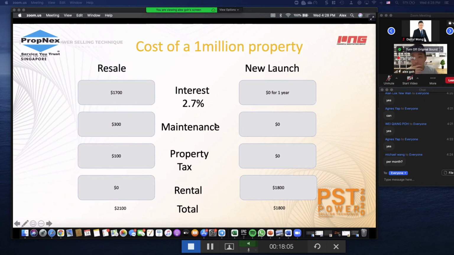Alex, why do you use 2.7% for interest? Just now I explained already. I say the interest is going to go up, but you all can adjust. When I do this, the interest is about 2%. But now it's 1.2. But it's not going to stay at 1.2 for long, because the US Fed has repeatedly said they're going to increase interest rates.